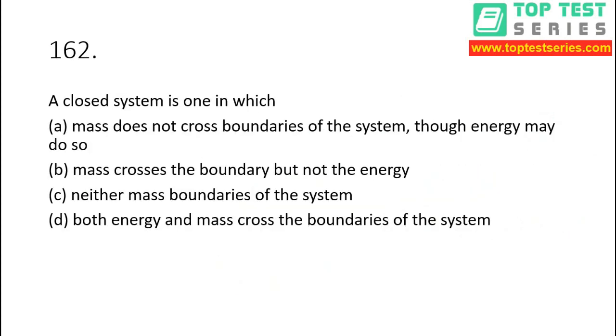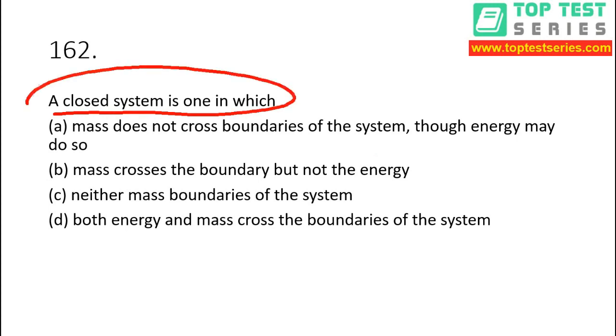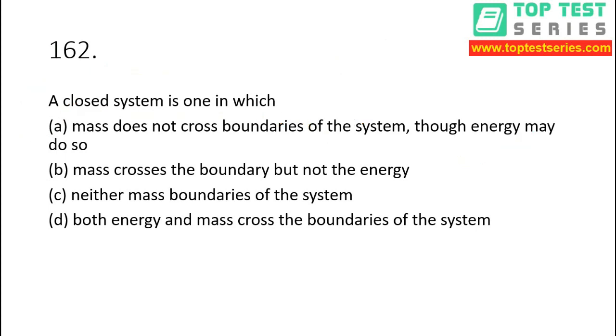Question number 162. A closed system is one in which, so we know the meaning of a closed system: mass will not go outside, but energy can go outside as well as come from outside to inside. So if we look at the options, option A: mass does not cross boundaries of the system, though energy may do so. Therefore option A is the correct answer.